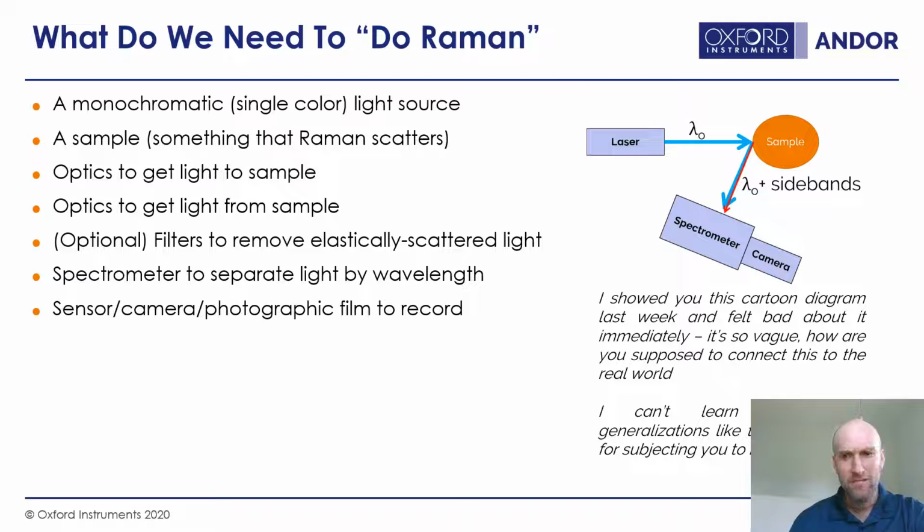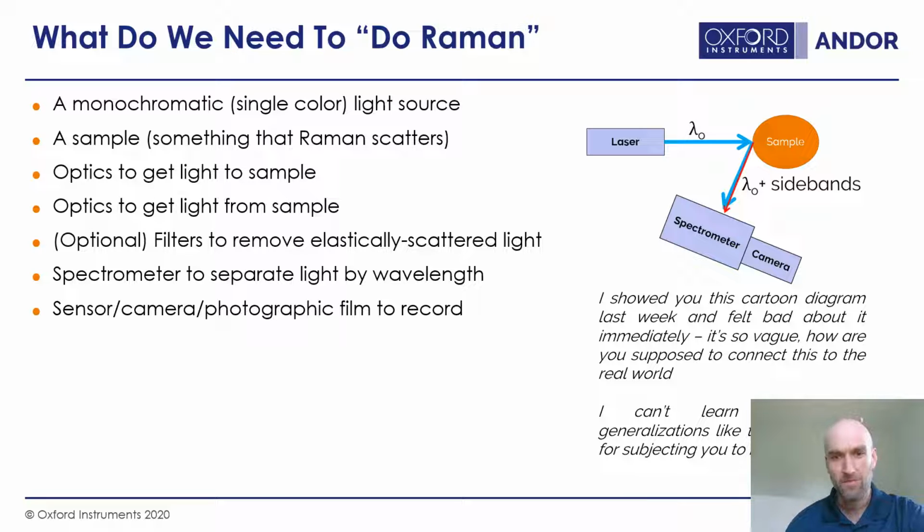Optionally, and maybe not optionally, but strongly recommended, some kind of filters to remove the elastically scattered Rayleigh light at the same energy as the laser. A spectrometer to separate light by wavelength, otherwise your spectrum won't be a spectrum, it'll just be an image of your scatterer. And some kind of sensor or camera, or in the old days, photographic film, to record the scattering itself, the spectrum itself.